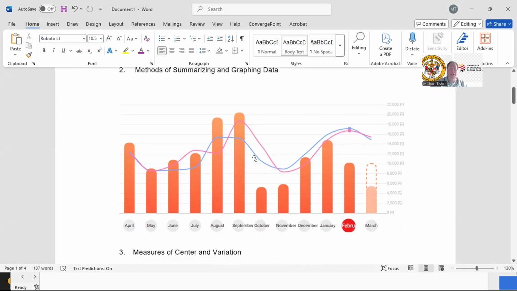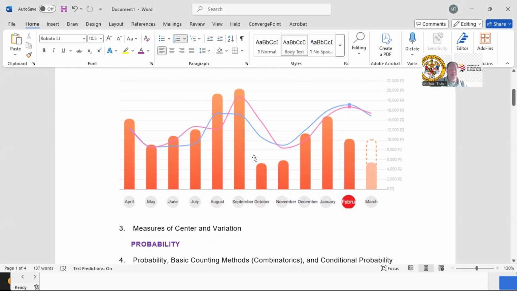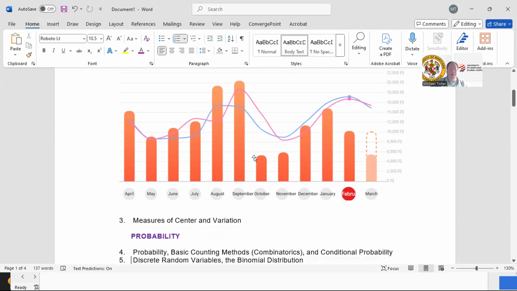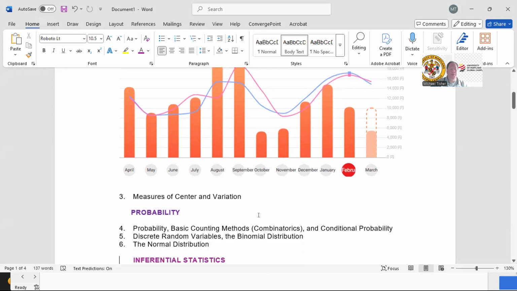Then we'll talk about measures of standard variation. So maybe you've heard of the mean, the median. We'll talk about those and then use those to make conclusions. And then we'll talk about probability, and there's a lot of probability here. We'll talk about combinatorics, which is the act of counting combinations of certain patterns. Conditional probability is whenever you want to focus on a certain demographic. And then we'll get into what are called discrete random variables, the binomial distribution, the normal distribution.